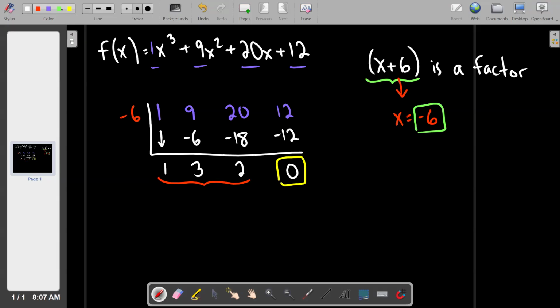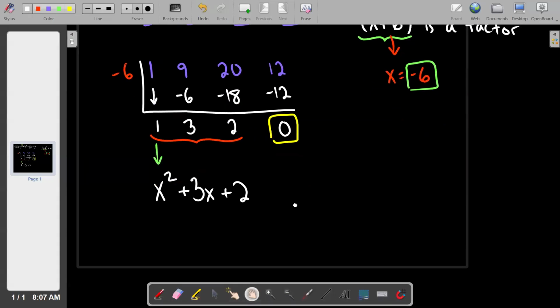Remember the problem started as x to the third. So what is this one going to be? 1x to the second. And what's the 3 going to be? Plus 3x. And what's the 2 going to be? Plus 2. So what we're going to do, and this should be extremely light work for you guys, is factor that white quadratic trinomial at the bottom of the screen.